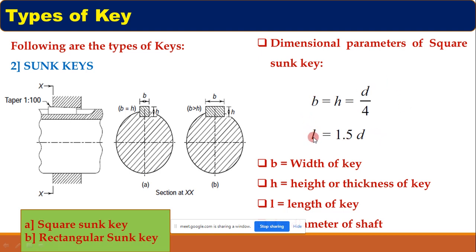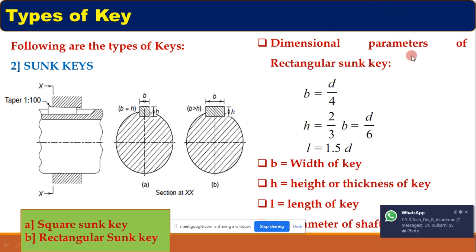Now L is the length of the key, you can see in this diagram. So here you can see the length. This length can be taken as equal to 1.5 times the diameter of the shaft. Where B is the width of the key, H is the height of the key, and L is the length of the key. And this D is the diameter of the shaft.